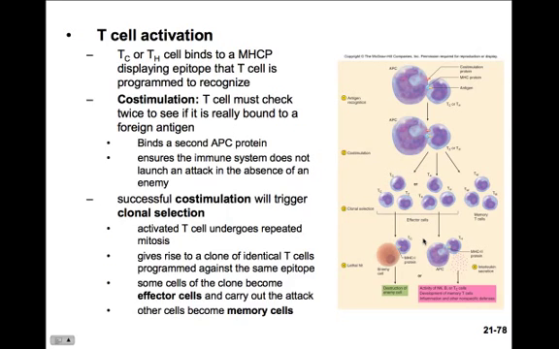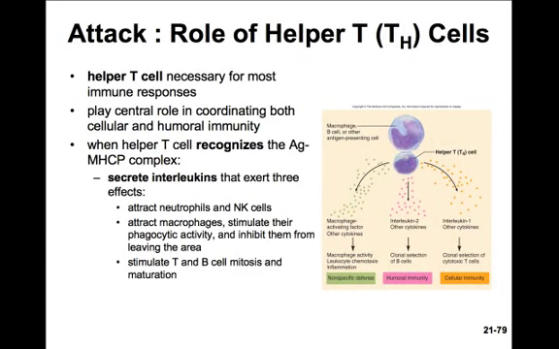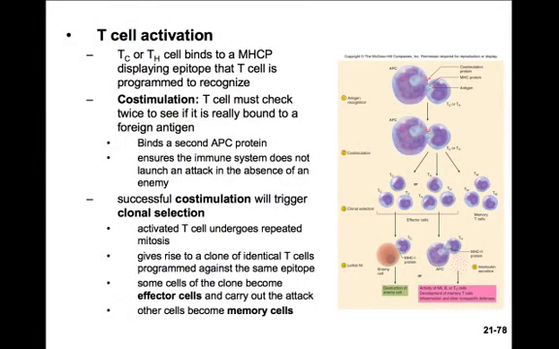Most of those will actually become effectors and carry out the attack on the enemy cells, and some will become just memory cells. So then what's the difference between the T helper cells and the cytotoxic T cells? The cytotoxic T cells are actually physically attacking the enemy and destroying that cell.